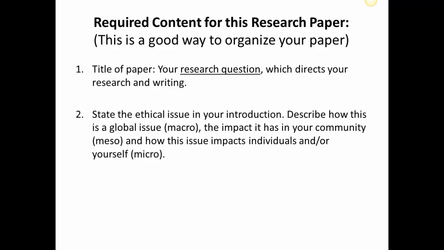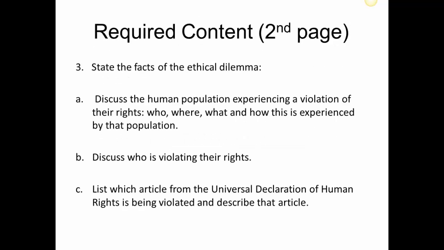2. State the ethical issue in your introduction. Describe how this is a global issue, macro, the impact it has in your community, or some community, meso, and how this issue impacts individuals and or yourself, micro. 3. State the facts of the ethical dilemma. A. Discuss the human population experiencing a violation of their rights. Who, where, what, and how is this experienced by that population? B. Discuss who is violating their rights. C. List which article from the Universal Declaration of Human Rights is being violated and describe that article.